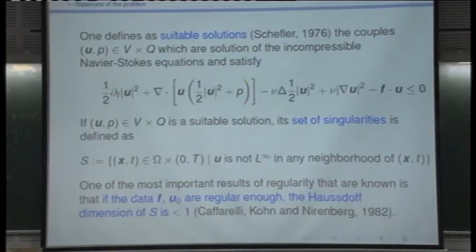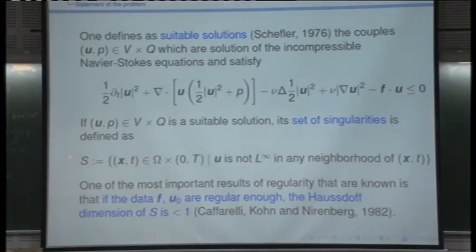That means that the set of points in which the solution is singular is small. The suitable solutions satisfying the entropy inequality may be non-regular only at very isolated spots. So we are close to uniqueness, close but not there. Because as I said, if that set is the empty set, we are done.